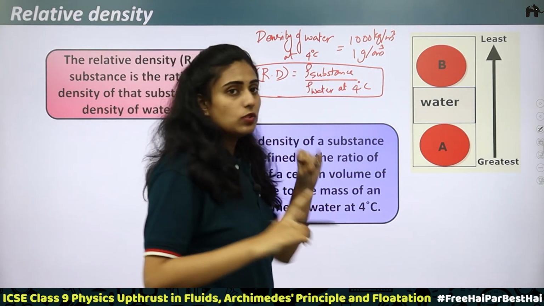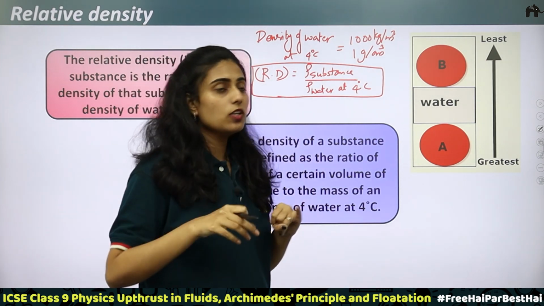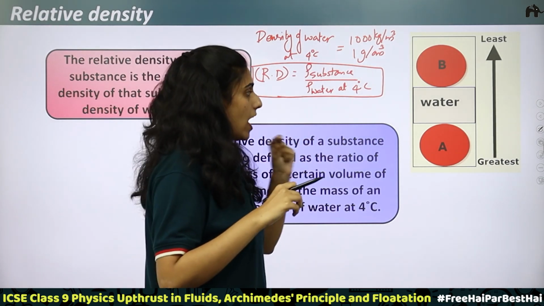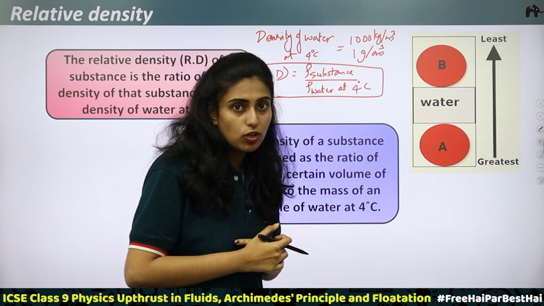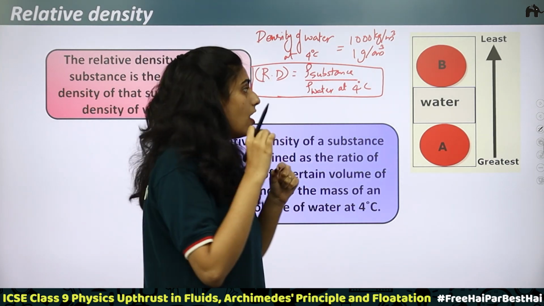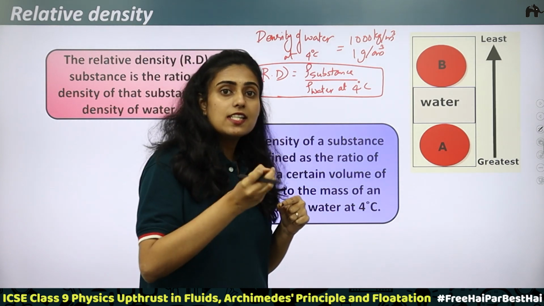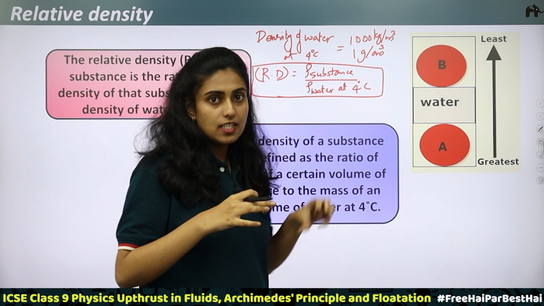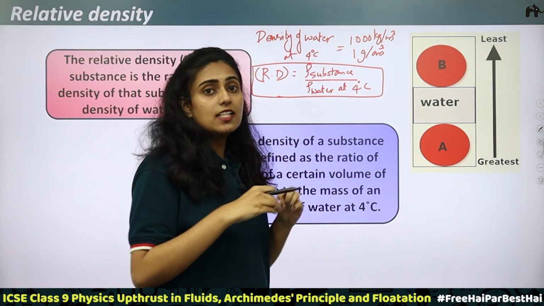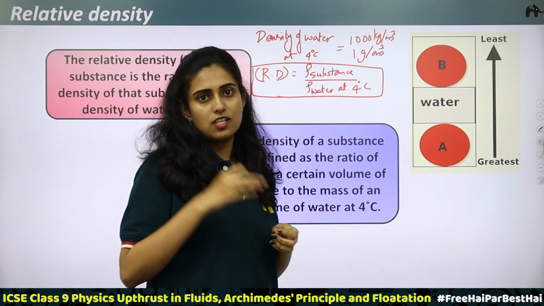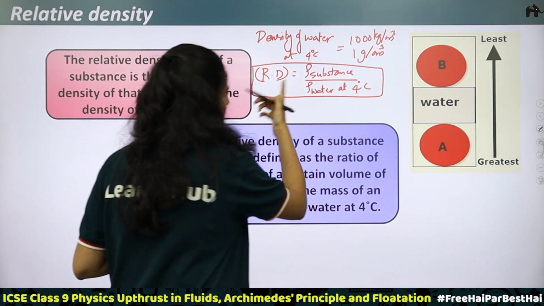Now, in the first case, when the iron nail and cork were put into water, you have seen that the density of the iron nail is greater than the density of water. Then we also found the density of cork is less than the density of water. Which means the relative density of the iron nail is greater than the relative density of cork. So this is one way you can define it.